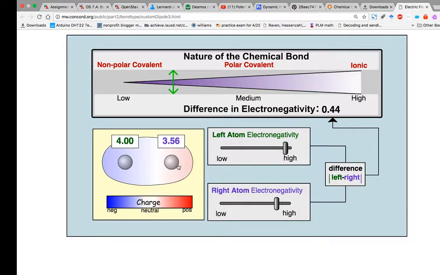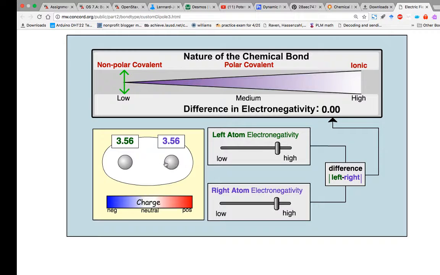If you have an electronegativity of 3.56 for one of these guys, and an electronegativity of 3.56 for the other guy, see, this is the same element. This could be maybe an oxygen atom bonded to an oxygen atom. If they're the same element, then the bond is going to be perfectly nonpolar covalent, meaning it's purely covalent. That means that the electrons in between these two atoms are shared evenly.